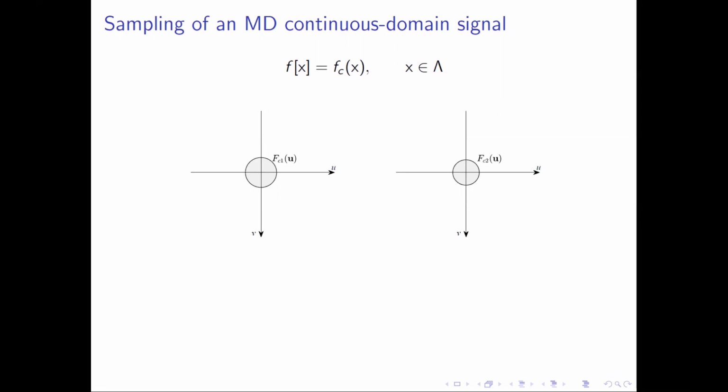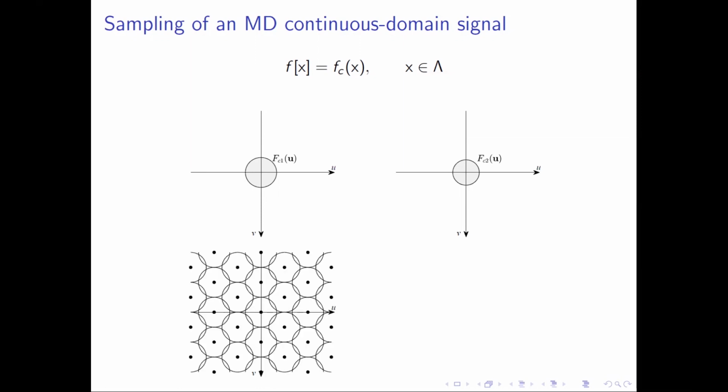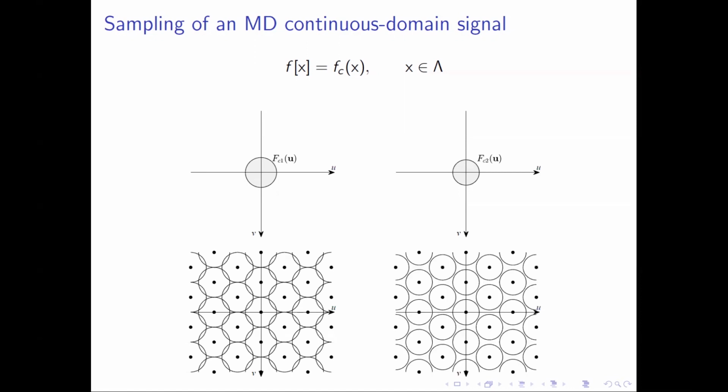We know that a discrete domain signal has a periodic Fourier transform. The Fourier transform of the sample signal is obtained by replicating the Fourier transform of the continuous domain signal on the points of the reciprocal lattice and adding, as shown in the next figure for a certain hexagonal sampling lattice. We see that the replicated versions overlap, causing a confusion of information, an effect known as aliasing. On the right, the replicated spectra do not overlap, so there is no aliasing.